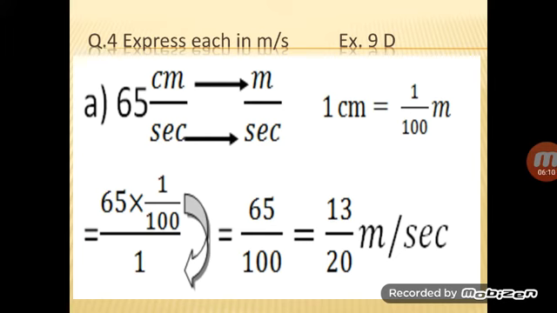In the above fraction, the 100 will go down in the denominator. It will multiply with 1 and remain as 100, and in the numerator we have 65. We simplify to get our answer, that is 13 by 20 meter per second. Now no need to worry if you are going to give your answer in decimal form or fraction form. It will be the same if your answer is correct and you have the correct methodology to solve.